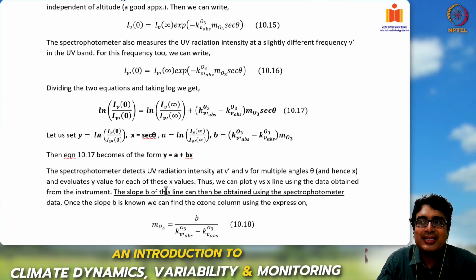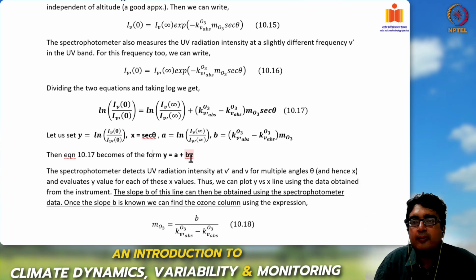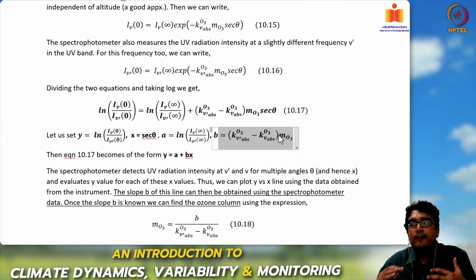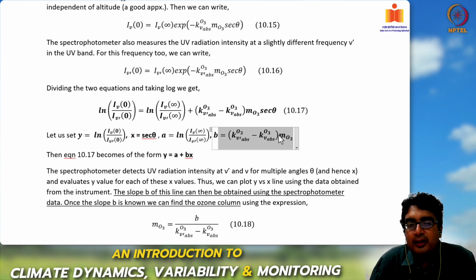For every zenith angle theta, we will measure y separately since a is known, and we know the x, the zenith angle basically. So, we can plot the straight line on a plot. The slope of this line we can then get graphically and the slope of this line is just b, correct? So, from the measured data, we plot a line, we get the slope of this line and the slope of this line is the difference in the mass absorption coefficients into the column of ozone weight.